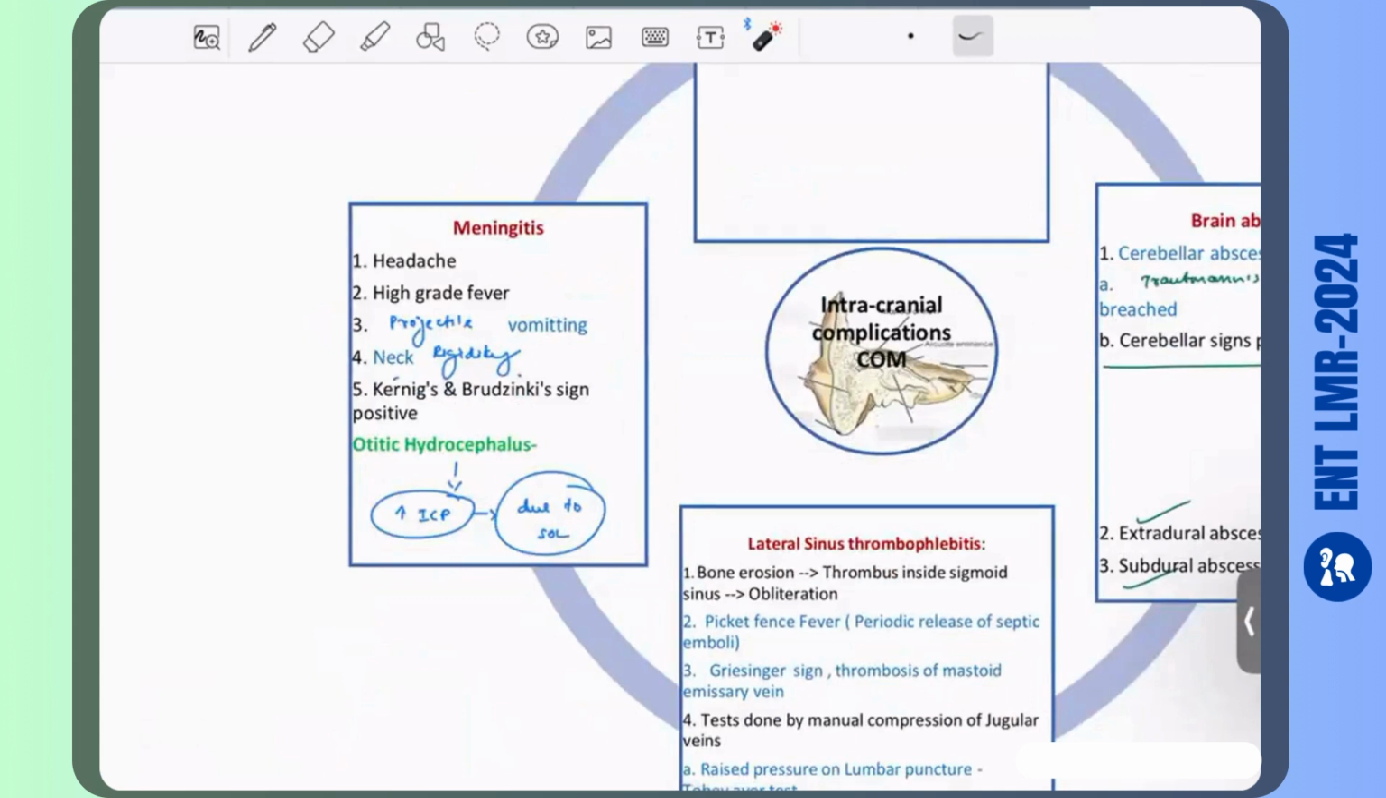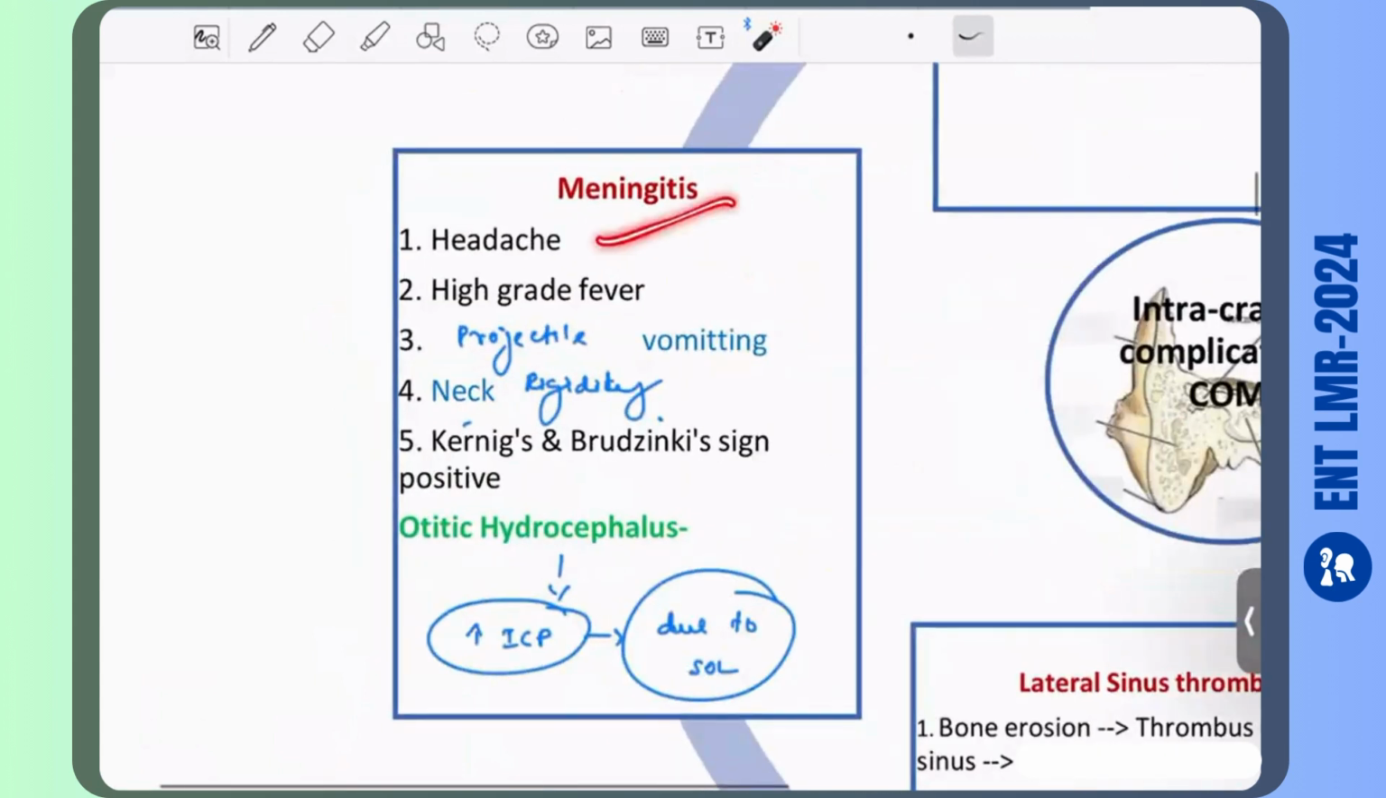The next one is meningitis. The patient will have headache, high-grade fever, projectile vomiting, neck rigidity. This all you know very well. Meningitis you would have read in medicine also. It can also lead to pus formation, some space occupying lesion in the brain, causing otitic hydrocephalus. So hydrocephalus is increased intracranial pressure due to space occupying lesion.